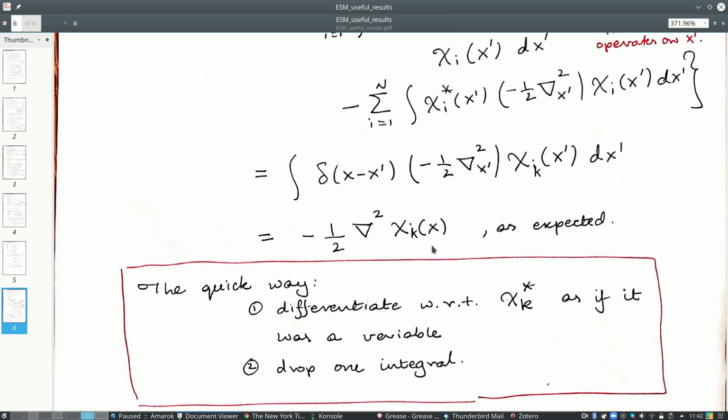Alright, so those are the useful results. I will go over some of these again when we are going through the density functional notes, but I would like you to be fairly comfortable with the material here before you start to work through the mathematical derivations in the density functional notes. Alright, so this is the end of this particular set of lectures.